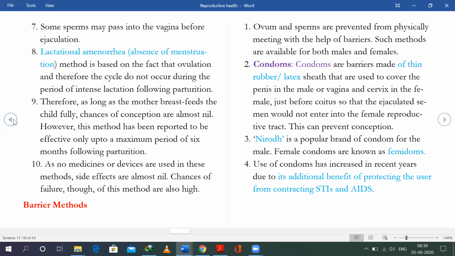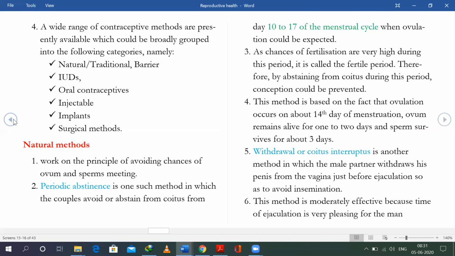Why are we calling them natural methods? Here these are planned according to the reproductive physiology of the person. There is no involvement of any drugs. It's purely understanding the physiology of the females. According to the reproductive physiology, the sexual activity is planned to avoid pregnancy. So the primary principle of these natural methods is avoiding the chances of ovum and sperm mating. By understanding the physiology, you try to stop the meeting of these two male and female gametes.